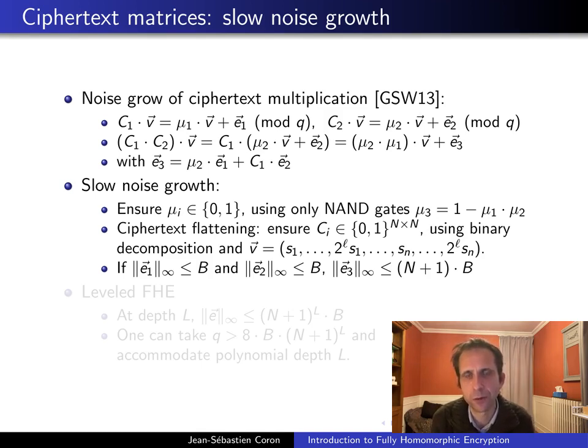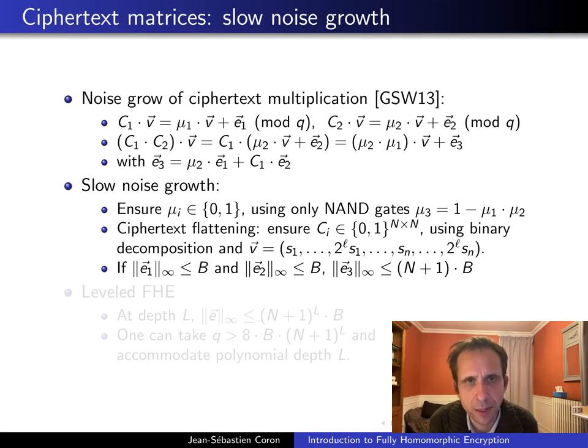Actually, we can work with ciphertexts with only binary values, so the components of the ciphertext are 0, 1 only. For this, we use some binary decomposition of the ciphertext or some intermediate value, and we also use a special structure for the secret key. The secret key will consist of powers of 2. For every bit of the original secret key, we compute s1 times 2, s1 times 4, and so on up to 2^L, where L is the bit size of the modulus q. By using this special structure, we can always work with ciphertexts with binary coefficients. In that case, with the formula for e3, if the infinity norm, if all the components of e1 are smaller than B, since mu2 is binary, this remains the same for the product.